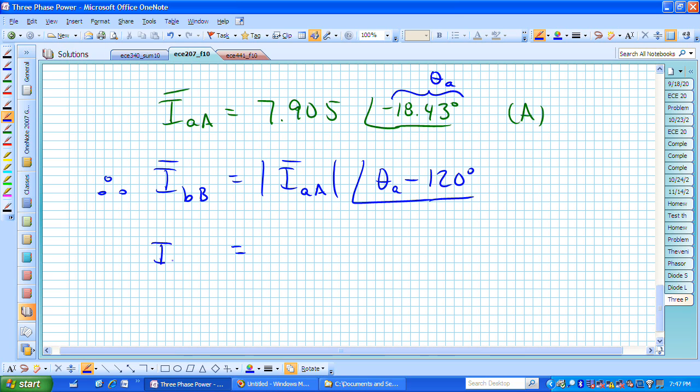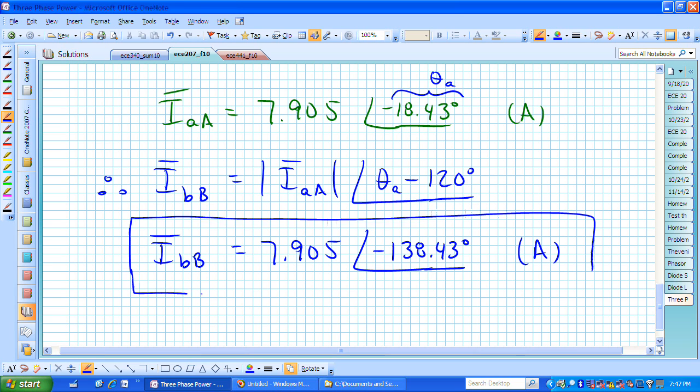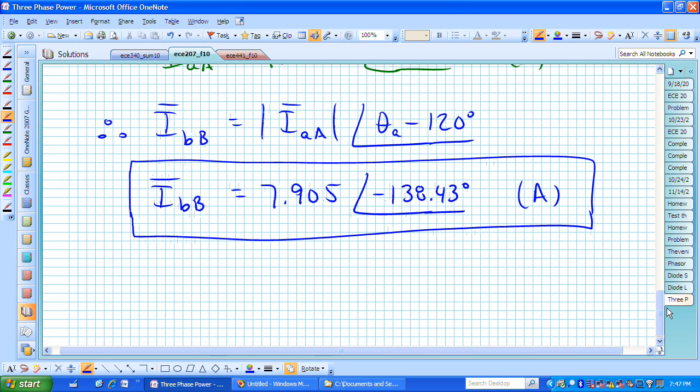Or what we were asked for, which was the B phase line current, that's now 7.905 at an angle of minus 120 minus 18.43, or minus 138.43 amps. That's now one of our three solutions that we were asked for.